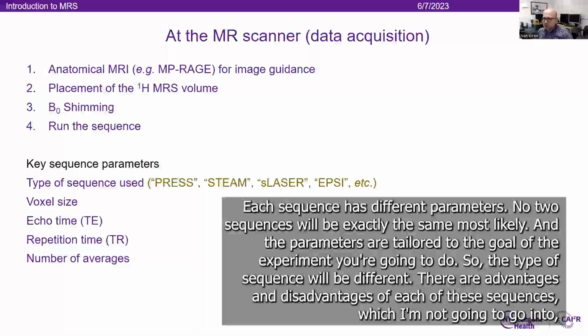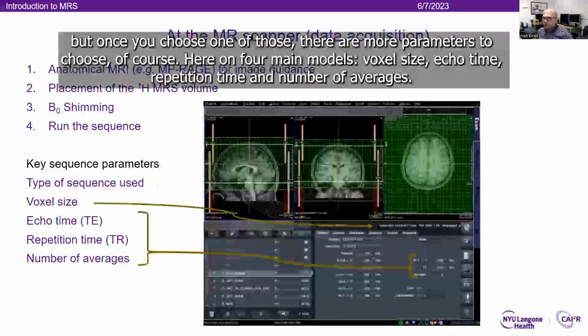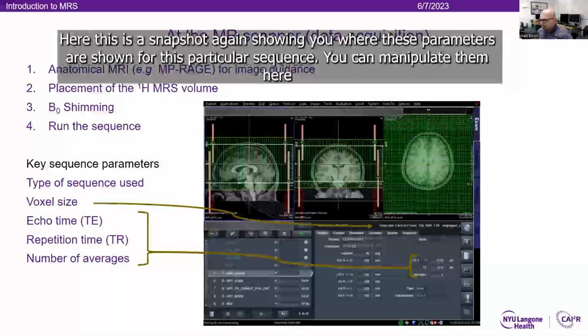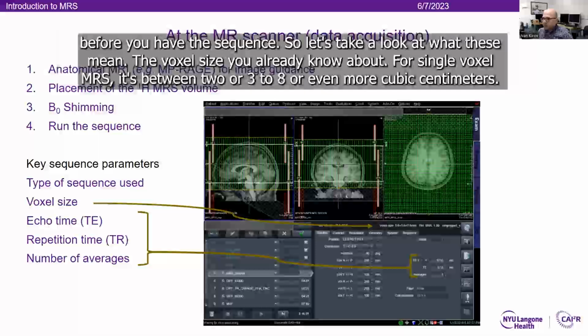There's advantages, disadvantages of each of these sequences, which I'm not going to go into. But once you choose one of those, there are more parameters to choose. And I'm concentrating here on 4 main ones: voxel size, echo time, repetition time, and number of averages. And here, this is the snapshot again, showing you where these parameters are shown for this particular sequence. You can manipulate them here before you run the sequence. Okay, so let's take a look at what these mean.